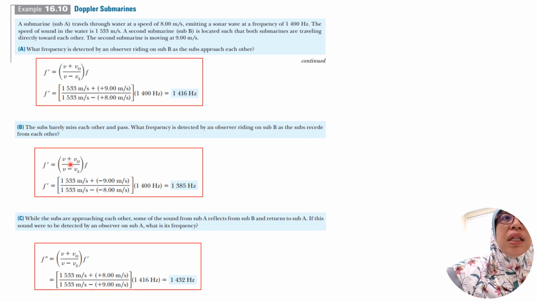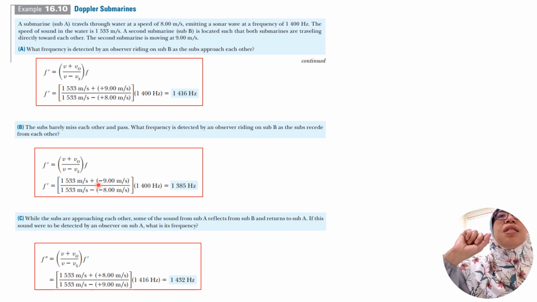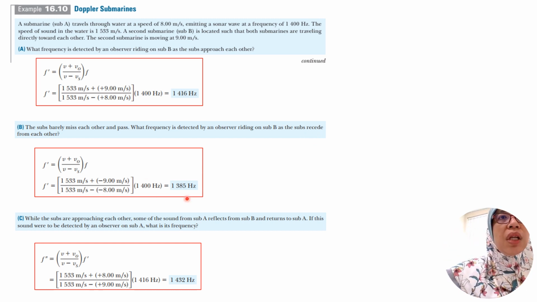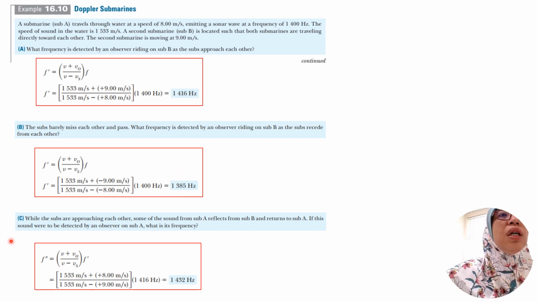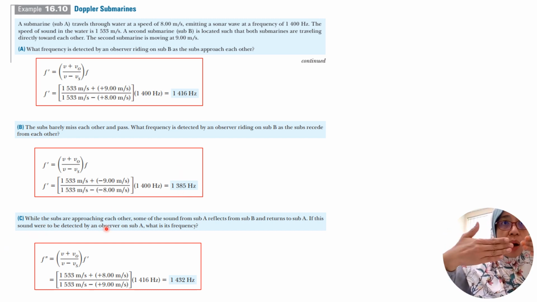When that is considered from the general expressions, for the individual V observer of submarine B, we now substitute negative for both cases. What is negative here? Negative 8, negative 9, because it's moving away. Recede means going away. So now observe that the original frequency is 1400. When moving towards one another, it increases. When moving away from one another, it is now reduced.